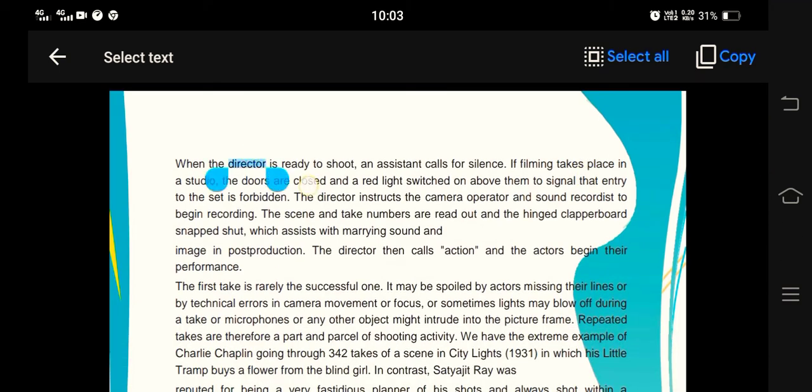Now when the director becomes ready for the shoot, the assistant calls for silence, and the door, the entrance, is closed and the red light is switched on. The director instructs the camera operators, who basically operate the camera, and the sound recordist to begin. The clapper board is snapped shut, and the film, or the rehearsal, is shot.